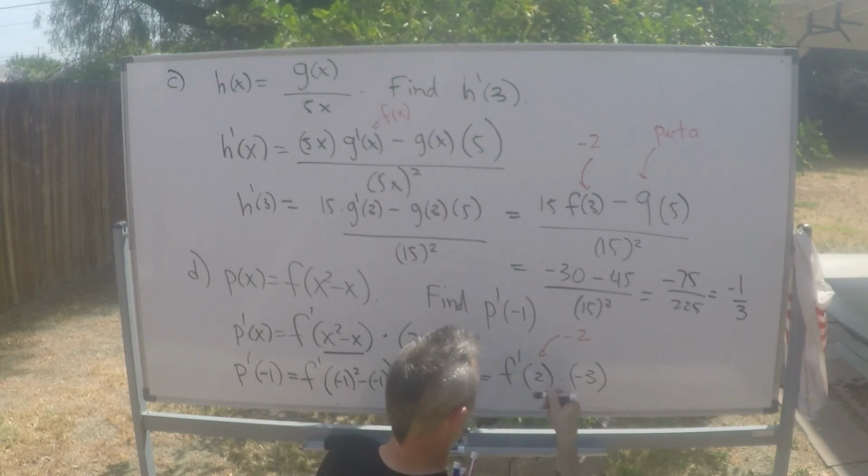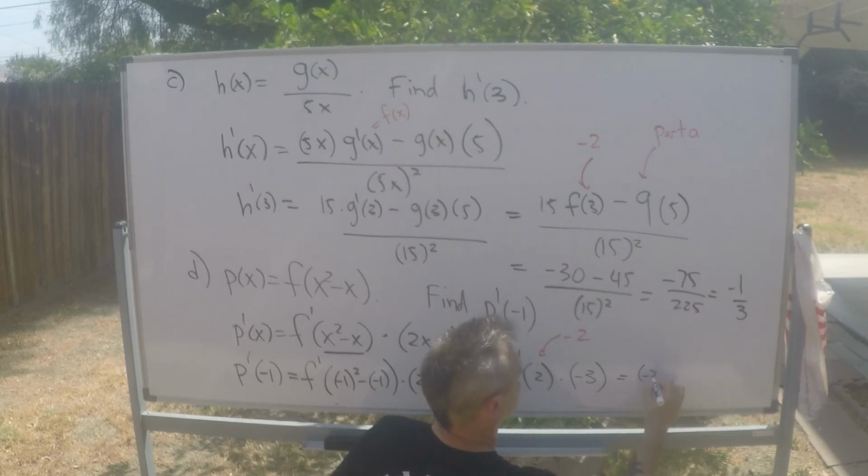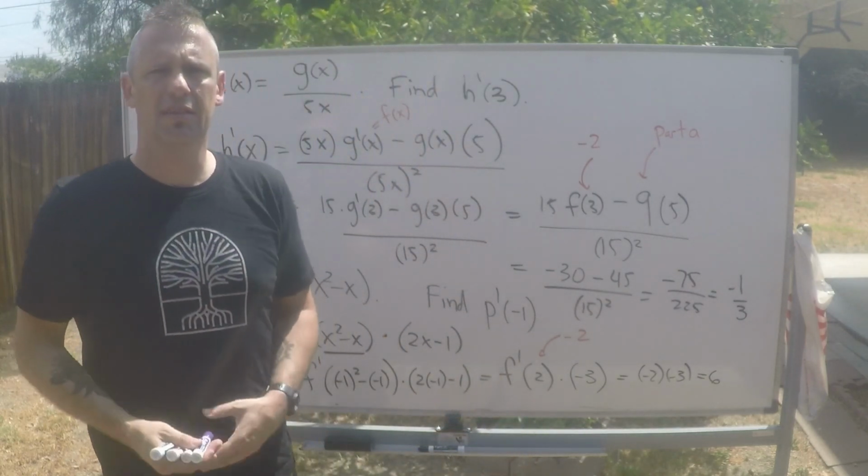And here we go. This ends up being -2 times -3, which is 6. And that completes this problem.